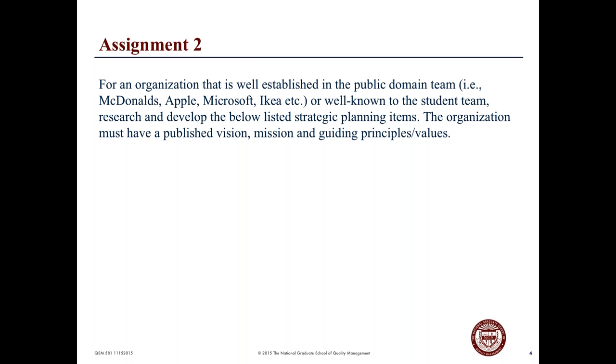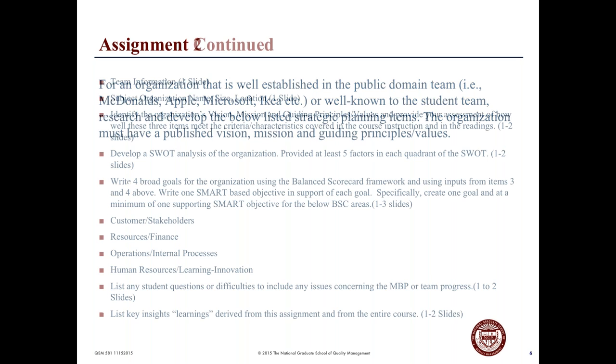Okay, so your assignments for this week, there's assignment 2, that's the team project that's due for this week. These are the instructions: the organization is well established in the public domain, such as McDonald's, Apple, Microsoft, or IKEA, and well known to the student team. Research and develop the below listed strategic planning items. The organization must have a public vision, mission, and guiding principle. So while they're telling you you could use any one of these four companies, if you all have access or interest in another company, you can feel free to use anyone that you can get the data on for that.